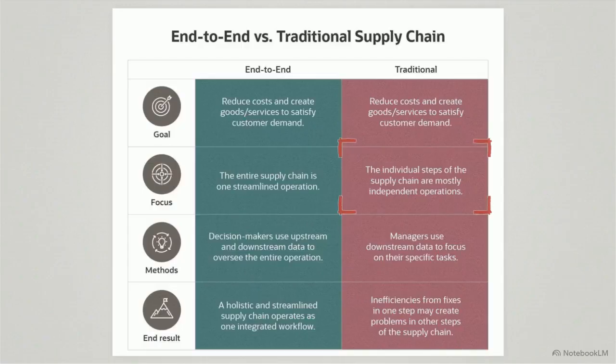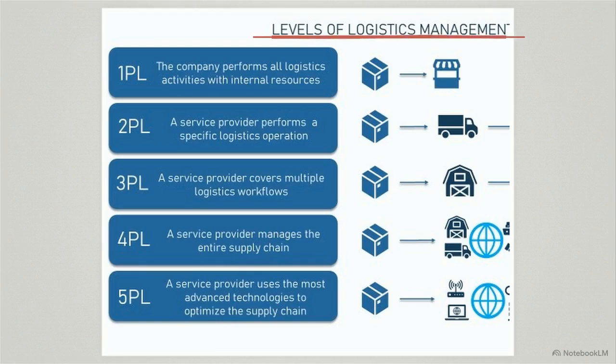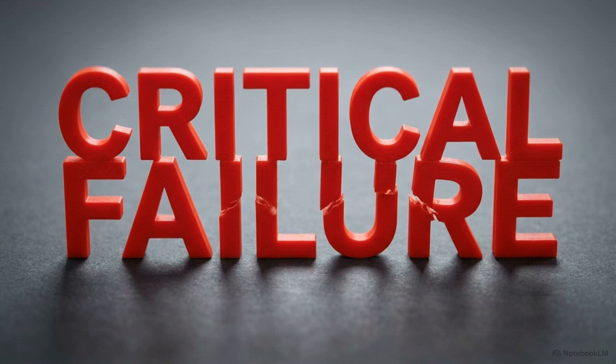This chart shows how historical managers focused on independent operations, while a modern end-to-end supply chain operates as one streamlined workflow. Decision-makers use complete upstream and downstream data to oversee the entire process, rather than relying on isolated metrics. This graphic detailing the levels of logistics management shows how the distributor role has evolved to handle this holistic workflow. Simple warehouses have become complex third, fourth, and fifth-party logistics providers, managing entire global networks. But executing this level of integration exposes a major operational challenge: systemic misalignment.